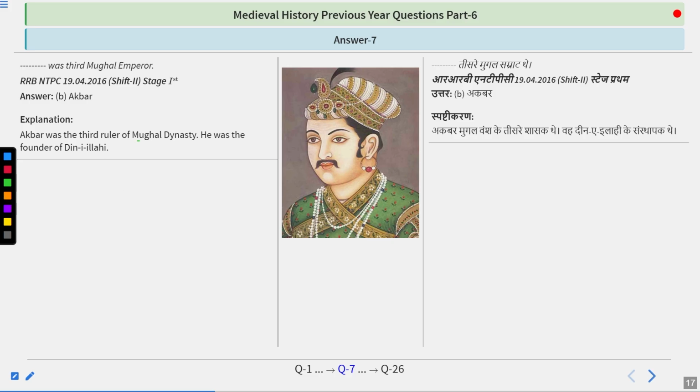So Akbar was the third ruler of the Mughal dynasty. He was the founder of Deen-e-Ilahi, which he created in 1582. Before that, he created the Ibadat Khana, a religious place for understanding all types of religions, and he ruled from 1556 to 1605. His son was Salim, who later became the king Jahangir. So remember, Akbar was the third Mughal emperor. Before him, the king was Humayun, and before him, the king was Babur.